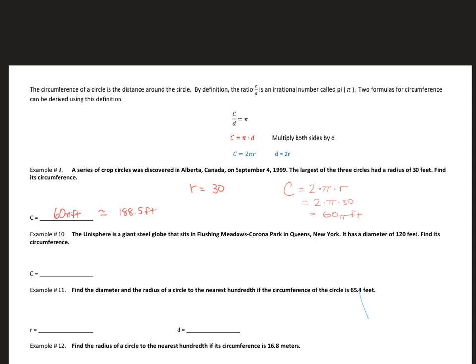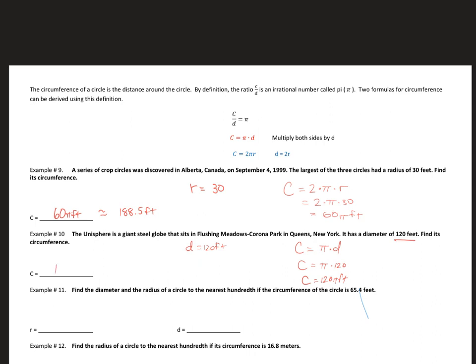The Unisphere is a giant steel globe that sits in Flushing Meadows Corona Park in Queens, New York. It has a diameter of 120 feet. Need to find its circumference. So the diameter here is equal to 120 feet. So I'm just going to use the circumference formula that involves diameter. Circumference is pi times d. So that means circumference is pi times 120, which we get as 120 pi feet.